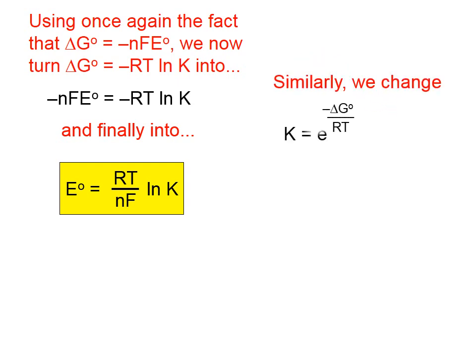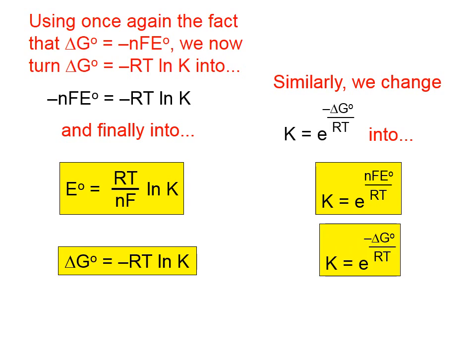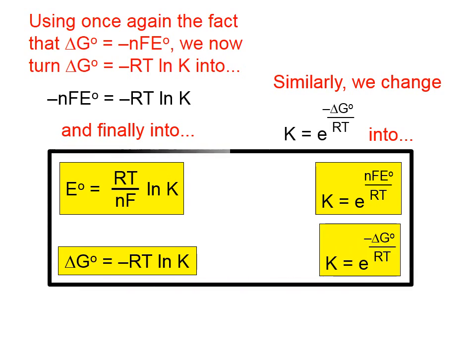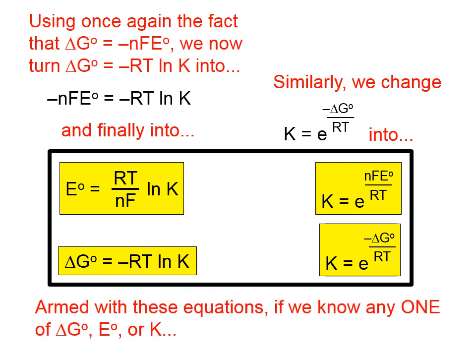Similarly, we can change that equation into this one, and those. These four equations represent a very powerful equation toolbox. Armed with these equations, if we know any one of delta G naught, E naught, or K, we can determine the other two. So let's do that.